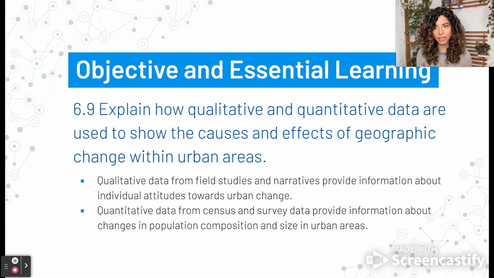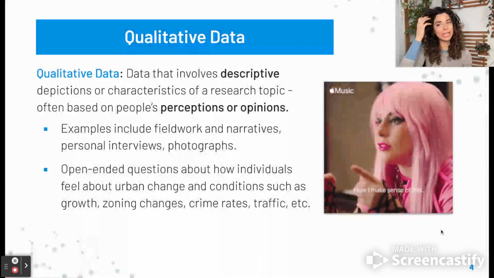So for 6.9, explain how qualitative and quantitative data are used to show the causes and effects of geographic change within urban areas. So the difference between these two: qualitative data from field studies and narratives provide information about individual attitudes toward urban change, whereas quantitative data includes things like census and surveys, which provide information about changes in population composition and size in urban areas. So we're going to take a look at a couple of examples.